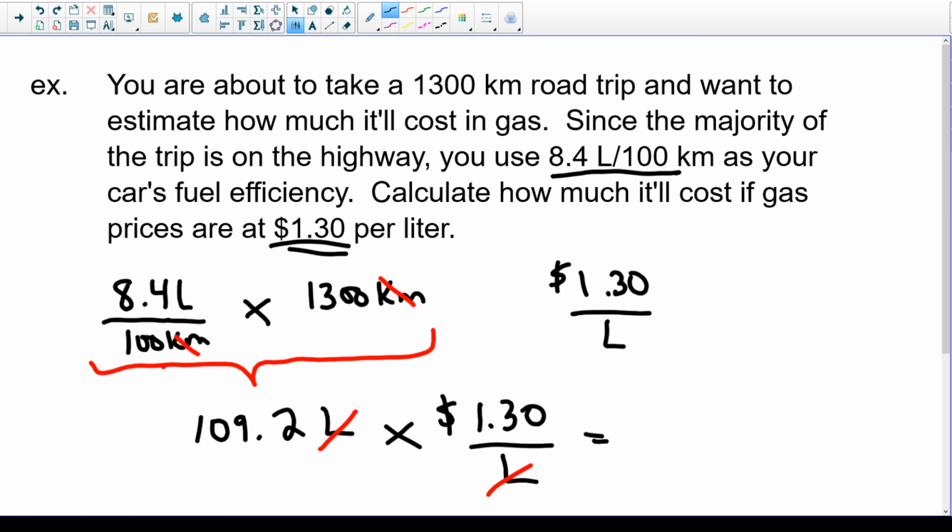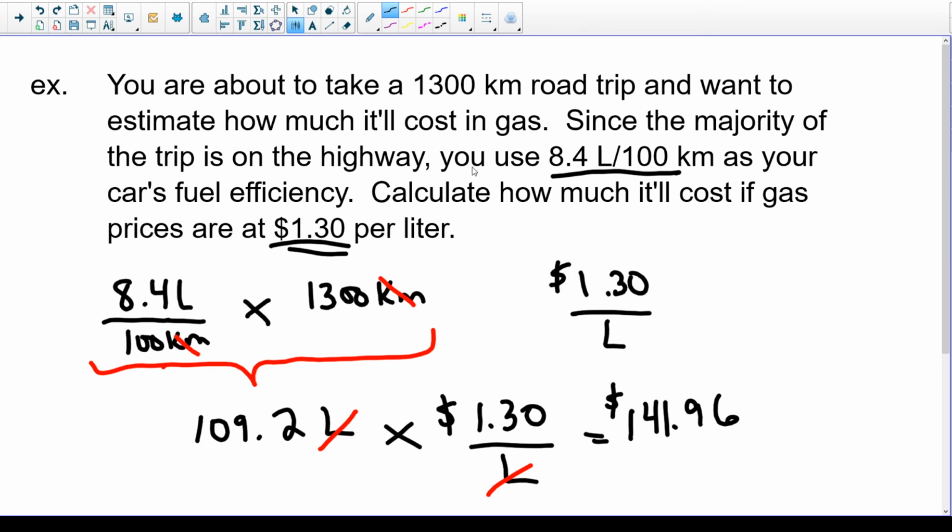So again, I'm just going to do this off screen. So 109.2 times 1.30 equals 141.96 dollars. And that's how you calculate how much money it'll cost you approximately in gas. And I'm saying approximately because you might have to stop at a construction on the road or whatever it might be. And your car's fuel efficiency is never 100% the same as what they're listing. Sometimes it's a little higher, sometimes it's a little lower. It depends on how your engine is performing. But it's a very good estimate as to how that works.